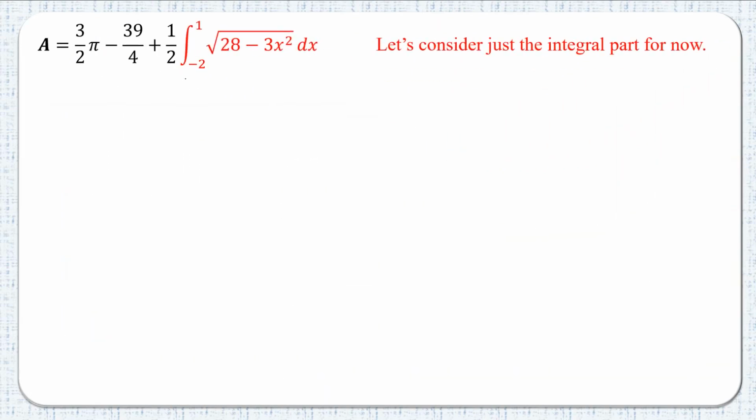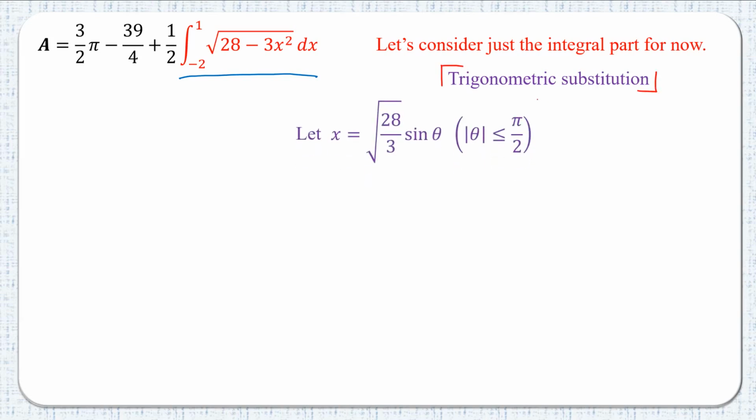So now our main concern is to carry out this bit of integral, so let us consider just the integral part for now. There's more than one way to calculate this integral, but let's just use perhaps the most well-known method, which is trigonometric substitution. That is, we let x be square root of 28 over 3 times sine theta. This gives dx equals square root of 28 over 3 cosine theta d theta.